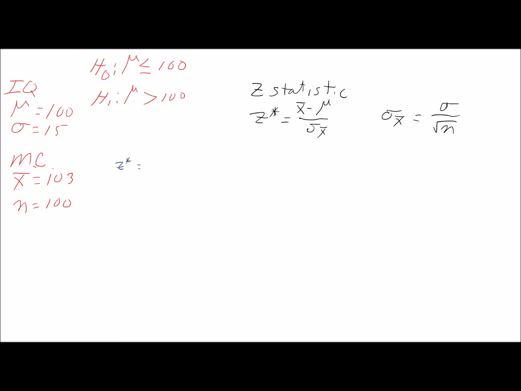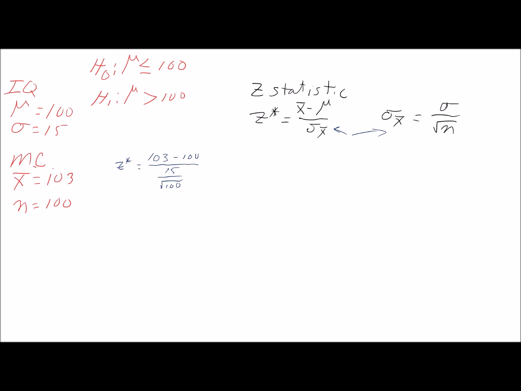That's going to equal X bar minus mu. So we're talking, let's see, 103 minus the mu of 100. And that's going to be divided by the standard error, right? And the formula, of course, is over there. And that's standard deviation divided by the square root of n. So let's just plug that in so we can see what it looks like. So divided by 15 divided by the square root of 100.